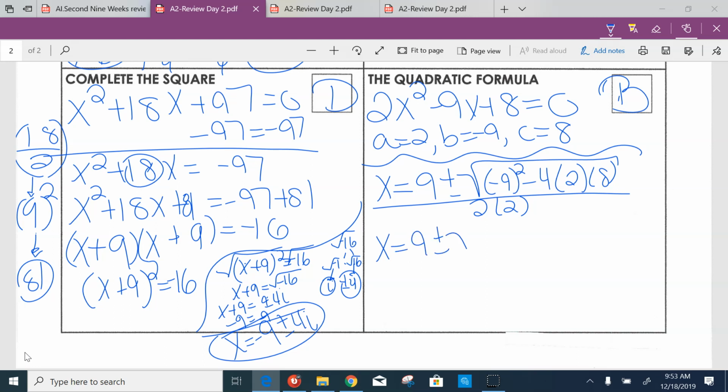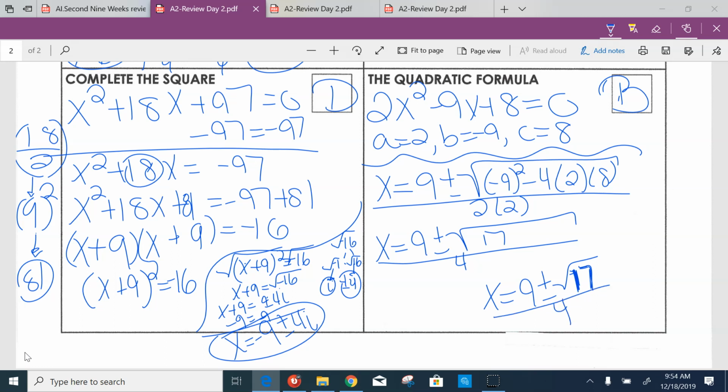Simplification. I'll go ahead and do the radical part first. When I simplify everything in the radical, I get 17 over 4. And 9 cannot be divided by 4. 17 is prime. We don't even care about the radical number there. 9 and 4 cannot be simplified any further. So your answer is just officially x equals 9 plus or minus the square root of 17, positive, divided by 4.